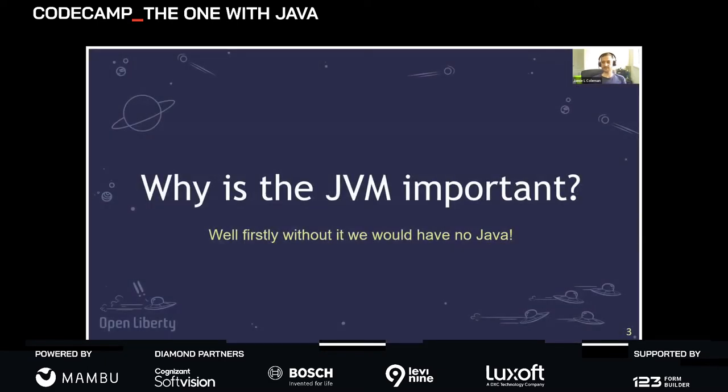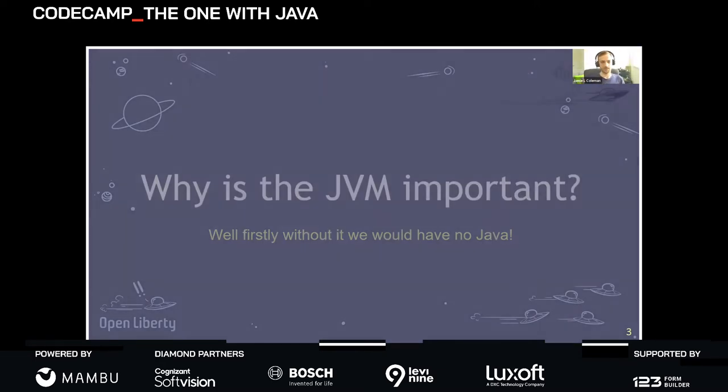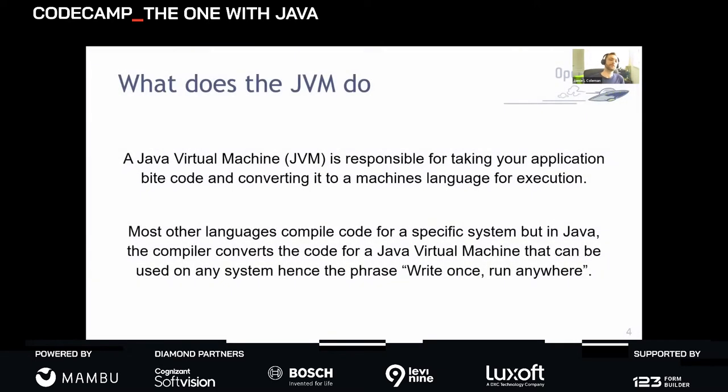Okay, so let's get started today. Why is the JVM important? What does it do? Essentially, a Java virtual machine is responsible for taking your application bytecode and converting it into machine language so it can be executed. How does that differ from most other programming languages? Well, most other languages compile code for a specific system. But in Java, the compiler converts code for a Java virtual machine, which theoretically can be run on any system, hence the phrase write once, run anywhere.